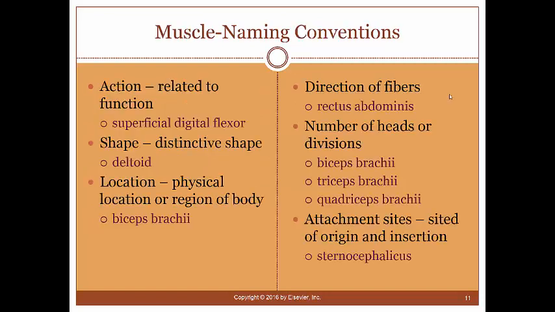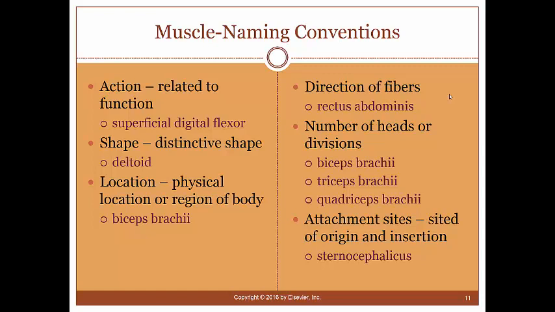Lastly, we get into muscle naming conventions, and we can name muscles over 6 different things, and it can be individually for one of these 6 things or a combination of them. So we can look at actions of the muscle. So what type of action is it doing? So in the first example here, we have superficial digital flexor, and the action is the flexing, and so the superficial digital flexor muscle ends up flexing the joint.